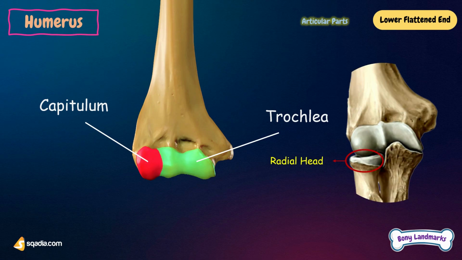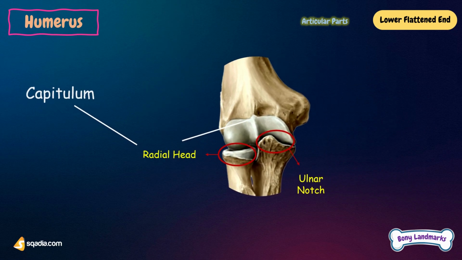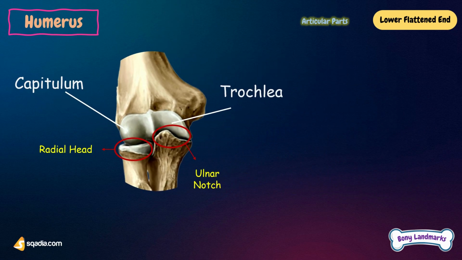The medial edge of the trochlea projects down more than the lateral edge. This results in the formation of the carrying angle. You can remember it by the fact that the word trochlea is a Greek word meaning pulley.